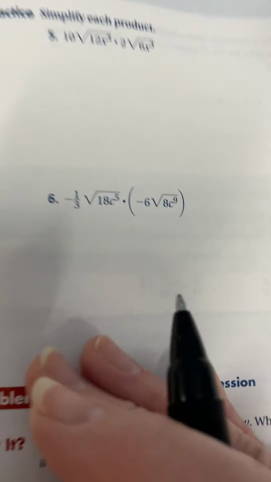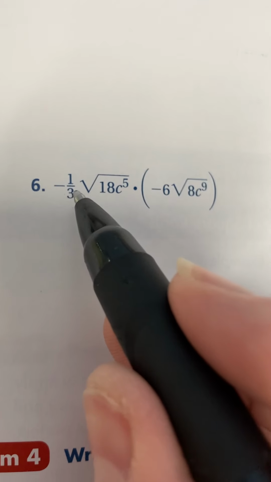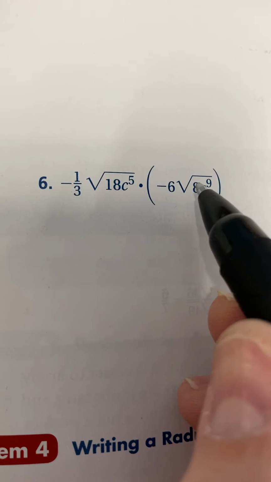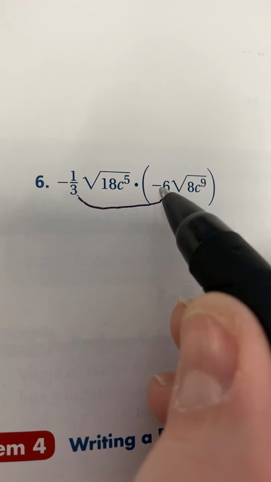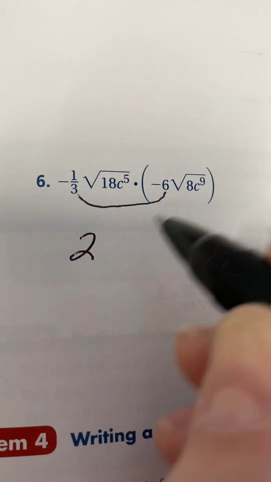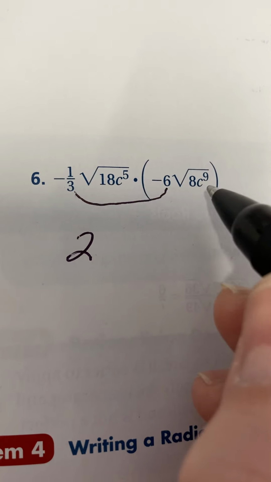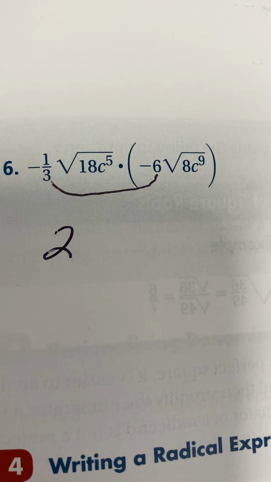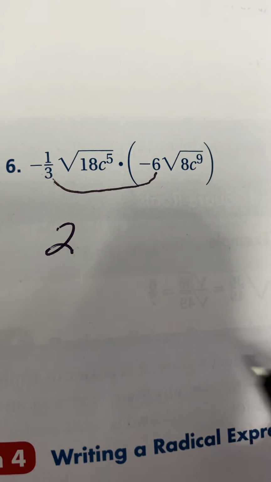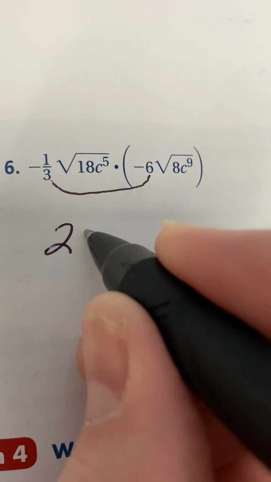All right, over on page 347, I'm looking at number 6. This looks complicated, but it's not really too bad. What I would do is multiply these two together first. Negative 1/3 times 6 is negative 2. Multiply what's underneath your radicals here. Let's see, we're going to have 144. I think 18 times 8 is 144.